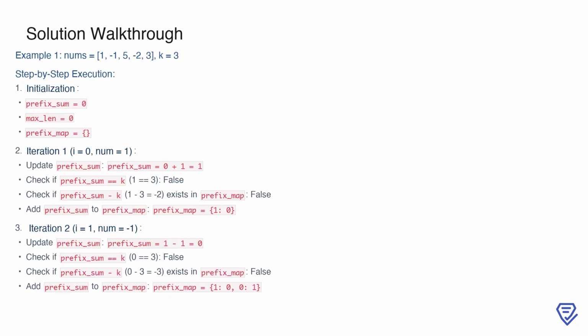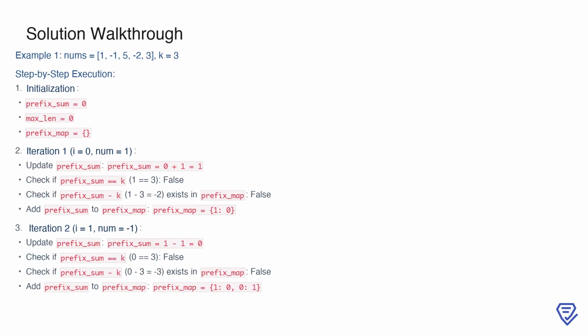To solve this problem, we start by initializing three variables: prefix_sum to keep track of the cumulative sum as we iterate through the array, max_len to store the length of the longest subarray that sums to k, and prefix_map, a dictionary to store the first occurrence of each prefix sum.